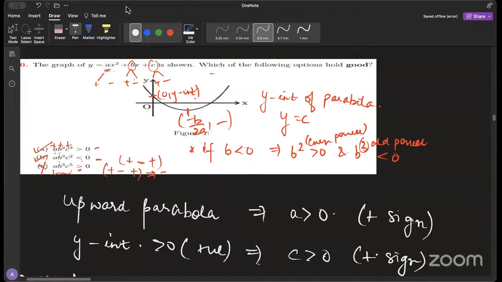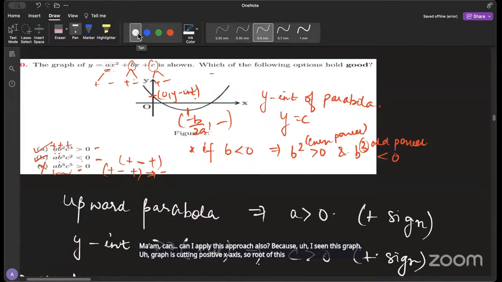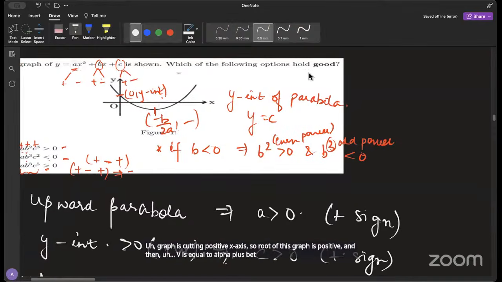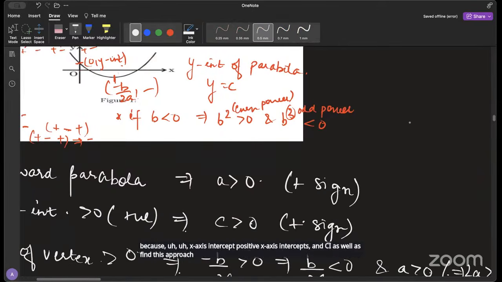Is this okay to everyone? Ma'am, can you just repeat how we found the sign of B? Ma'am, can I apply this approach also, because I see this graph. The graph is cutting the positive x-axis, so the roots of this graph are positive, and then b is equal to alpha plus beta, and alpha plus beta is also positive because of the positive x-axis intercepts. You can use that approach too.